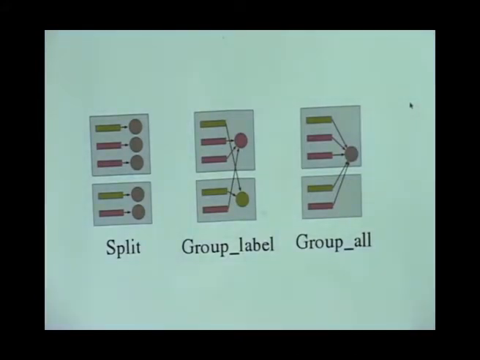You could have a group label kind of grouping, which groups all outputs across the whole cluster, depending on what label the output has. So there's no node locality in the group label option. The grouping is done across the whole cluster. And similarly, a group all grouping just consumes all the outputs of the previous stage across the whole cluster. Again, there's no concept of node locality there.